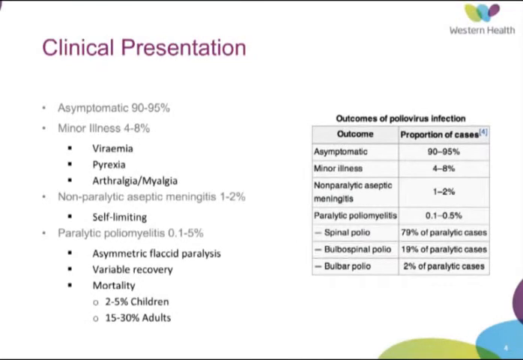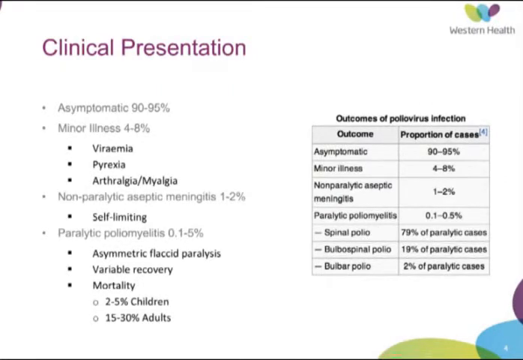The paralytic poliomyelitis is the one that we worry about, and this is the one that we're seeing the effects of today. So 1 in 200 patients that are affected with polio have this condition. It's an asymmetric flaccid paralysis, which distinguishes it from a lot of the other clinical conditions that can affect muscles. There is variable recovery, and the mortality rates are interesting in that the younger you get it, the lower the rate of mortality.